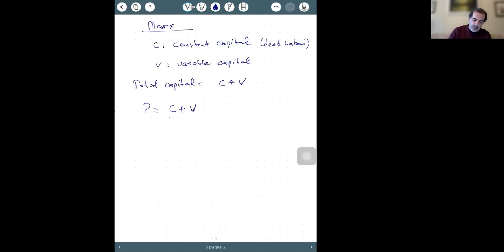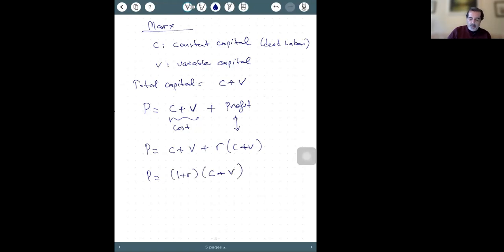What is this? Cost of production, plus profit. Profit margin again is the same, right? C plus V times R, profit rate times C plus V, right? So this is the cost, this is the profit, right? And from this, we can say that 1 plus R times C plus V, right? And this profit in Marx is equal to what he calls surplus value.